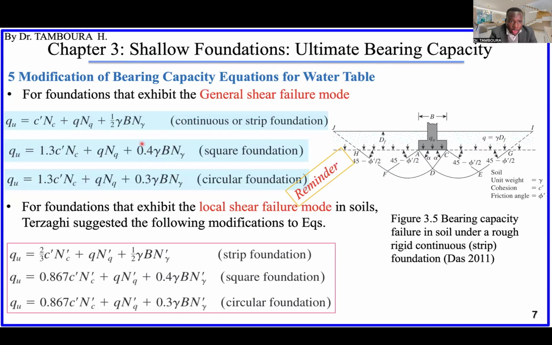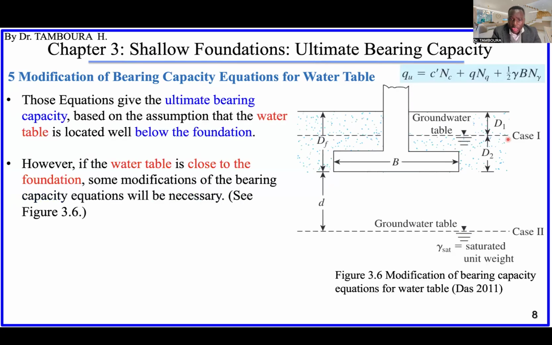This q appears in this formula, here and here. But once we have water here, because this q is nothing but the weight of the soil above the foundation, the footing level, just the weight of this soil. Please remember that. It's easy. To have the weight, just multiply the unit weight by DF. But in this case, let's go back to where we left.